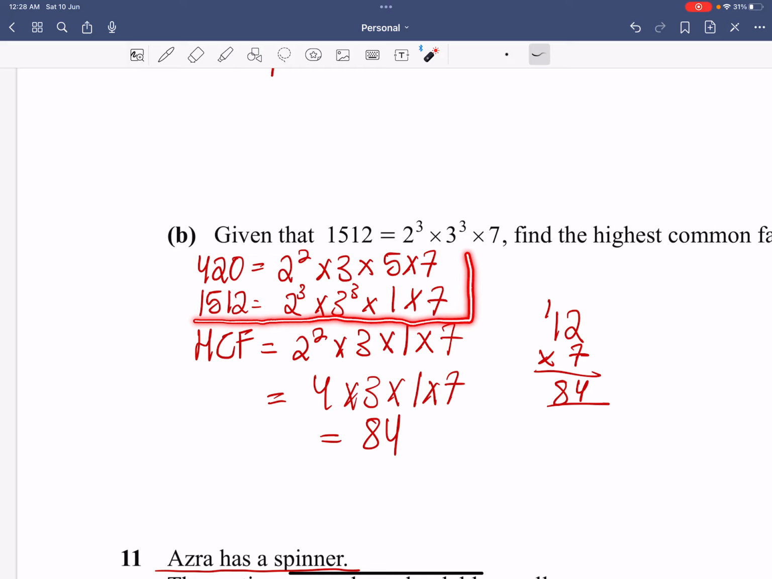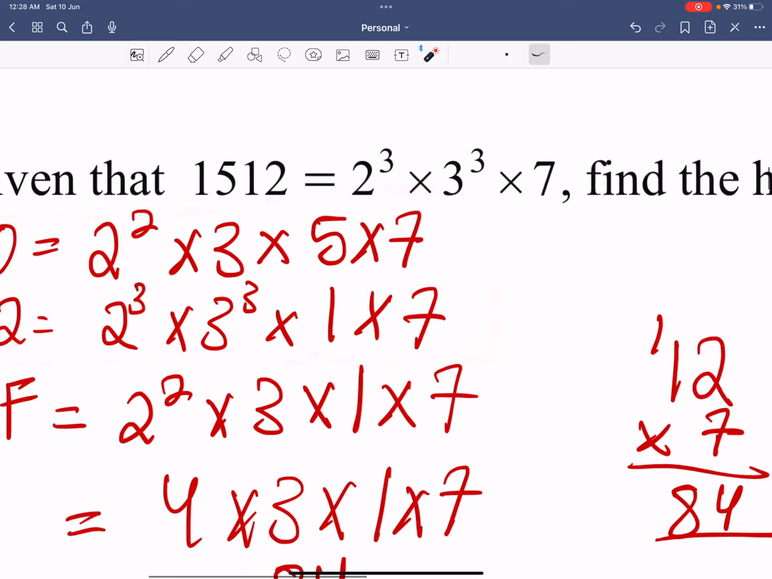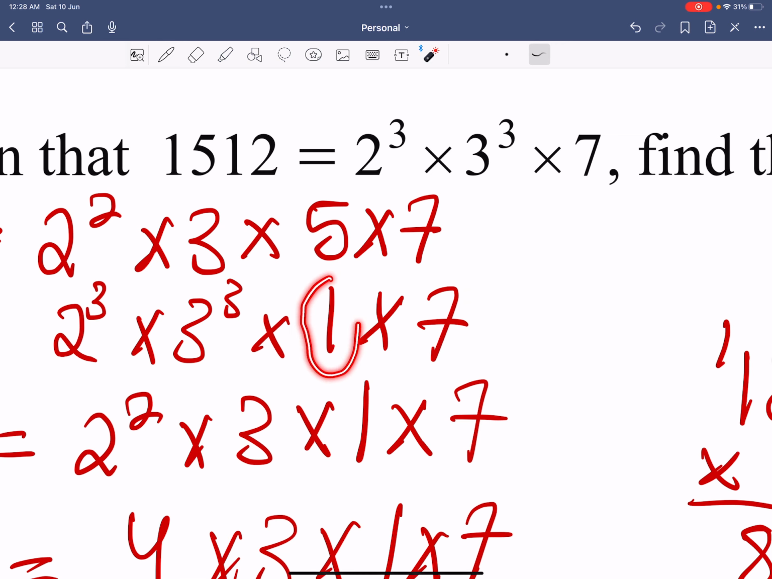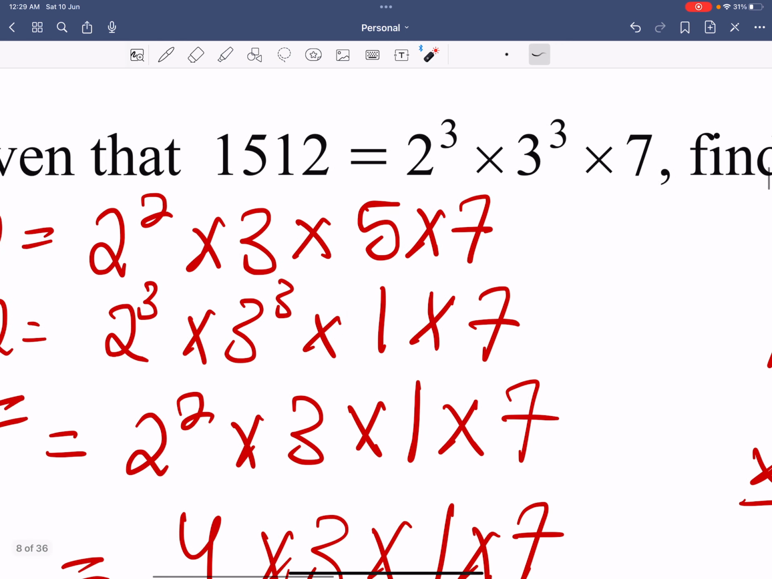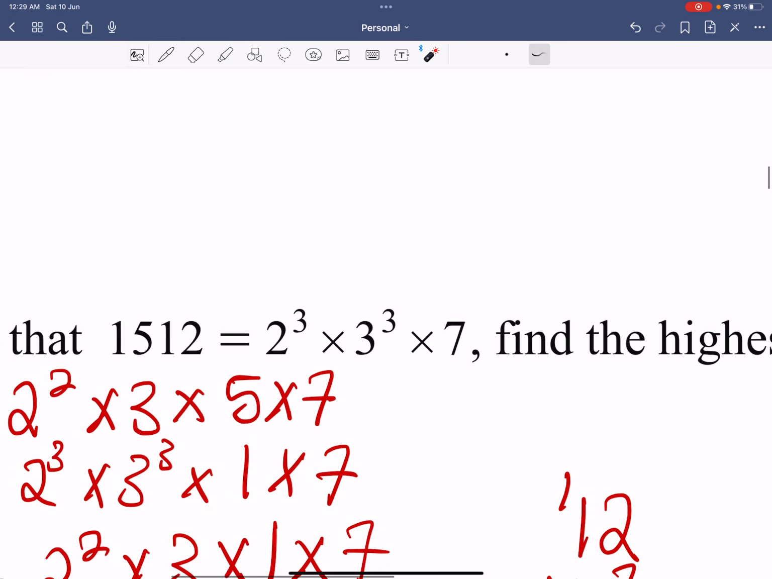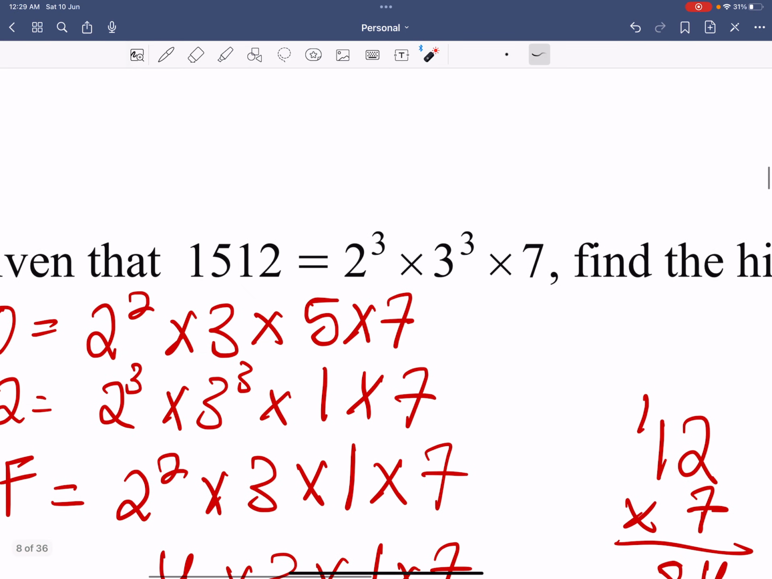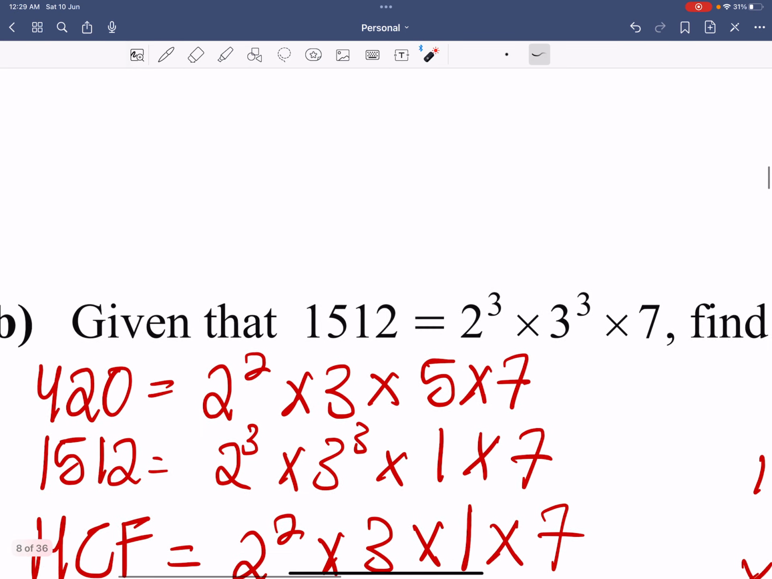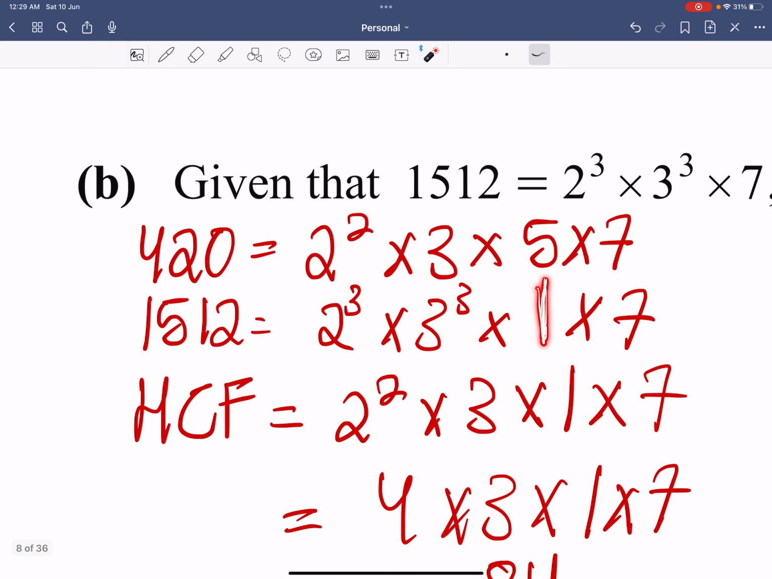So now what will we do? And now you guys might be wondering, why have I written 1 here? Why? Because we need to keep the place value. So below 5 only 5 can be there, below 3 only 3 can be there, below 2 only 2 can be there, and below 7 only 7 can be there. So obviously 5 was missing here. So if 5 was missing here, what I did was I wrote 1 to keep the place value.